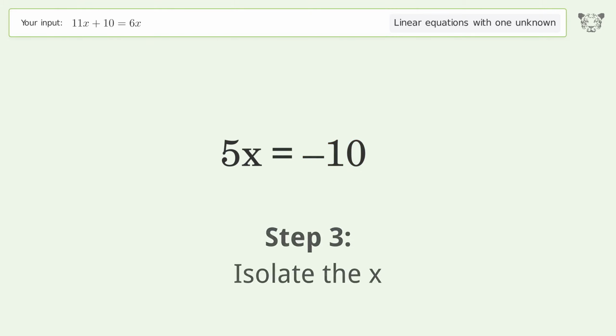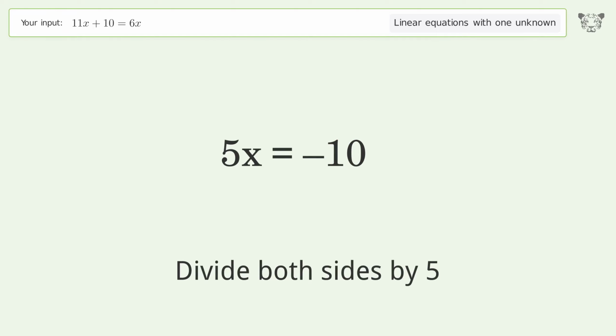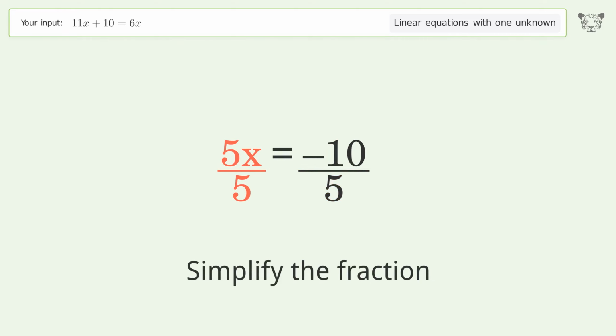Isolate the x. Divide both sides by 5. Simplify the fraction.